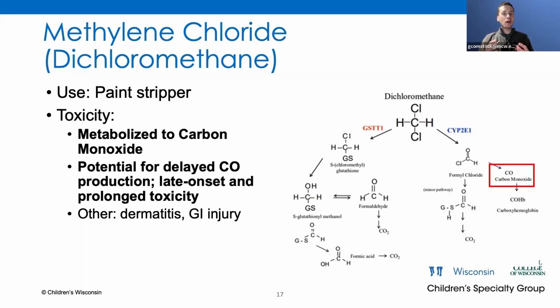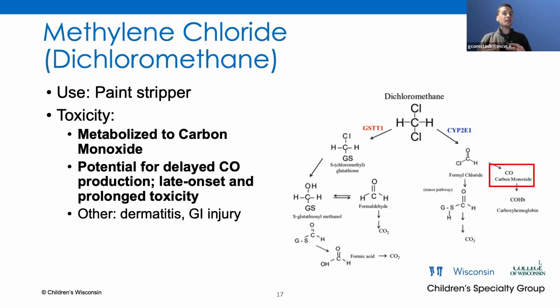The parent compound itself also has some caustic components. There's a case series of defatting dermatitis, GI injuries, things like that. So there are other things to keep in mind with dichloromethane or methylene chloride, same compound. But ultimately, what they would test you on is the fact that dichloromethane is metabolized to carbon monoxide.